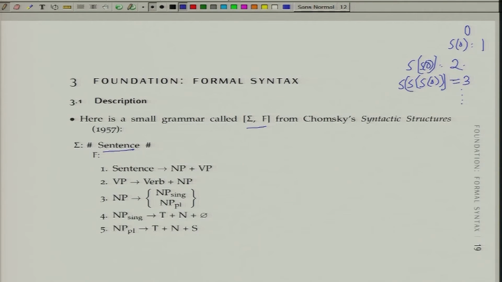So let us first just see the strings. Sentence, so how to read it? We just say sentence goes to NP plus VP. VP goes to verb and NP. NP goes to NP singular, which means singular, or NP plural. NP singular goes to T plus N plus null set. That is empty, that is nothing basically. And then NP plural goes to T plus N plus S.